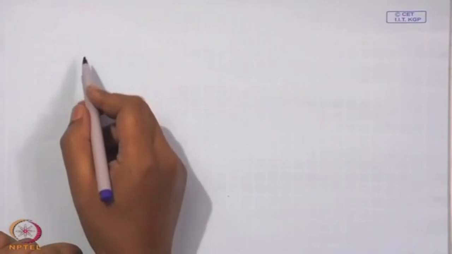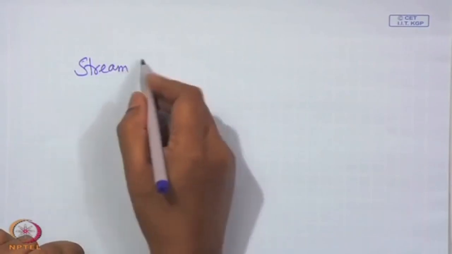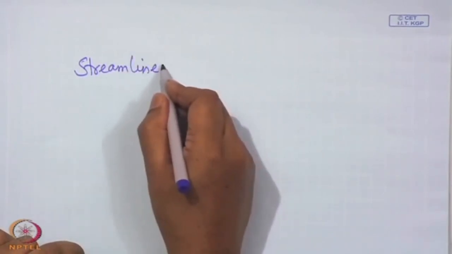Three lines in flow are very important concepts. The first one is called streamline. There is no first, second and third, any one you can call first, second, third. So, streamlines. Streamlines are those lines to which the velocity vector at each point is tangential. The velocity vector is tangential to each and every point on the line. Those lines are called streamlines.